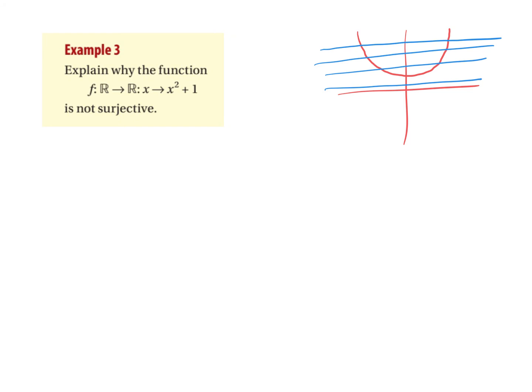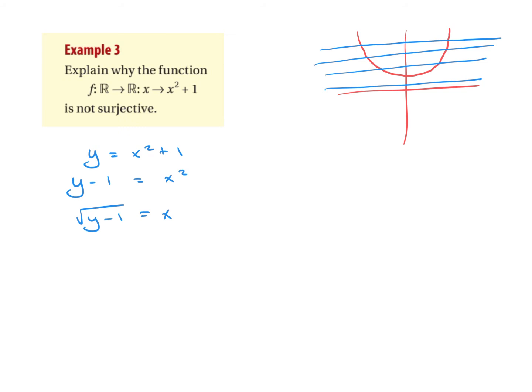But of course, we should be able to prove this using algebra. And we're going to use exactly the same technique as we did before. So we're going to say, let y equal x squared plus 1. We said last time what we wanted was x equal to something. So we'll take the 1 across to the other side. We get y minus 1 is equal to x squared. And then we're just going to take the square root, so x is equal to the square root of y minus 1.